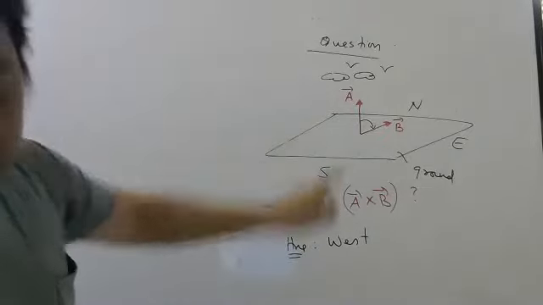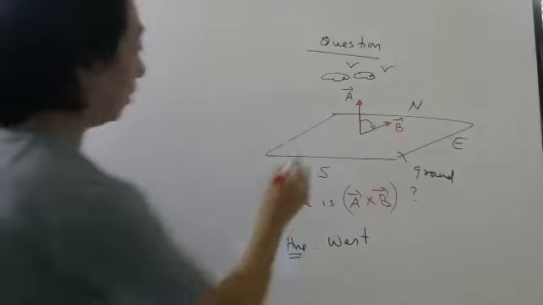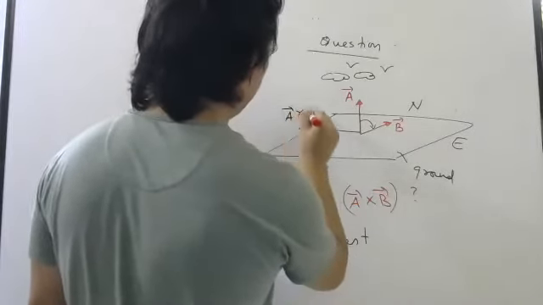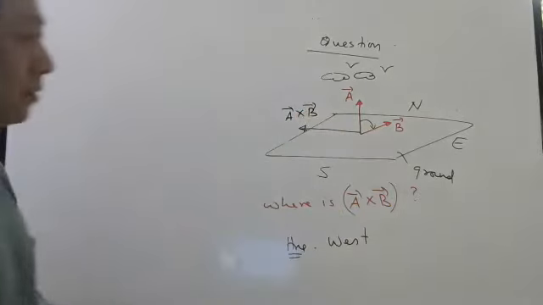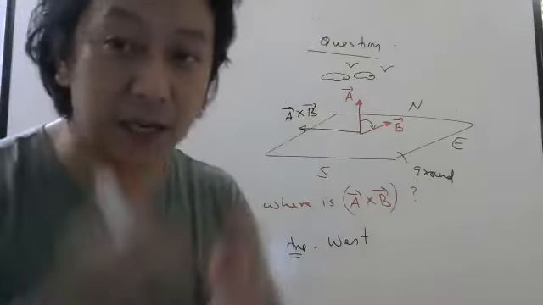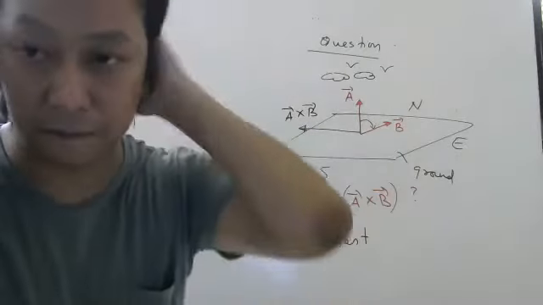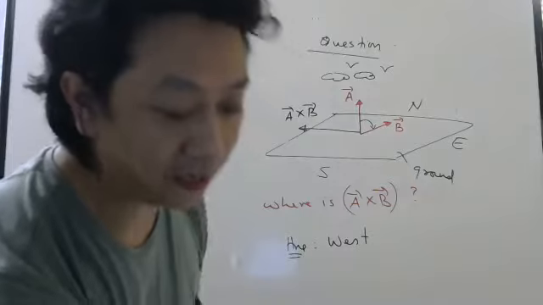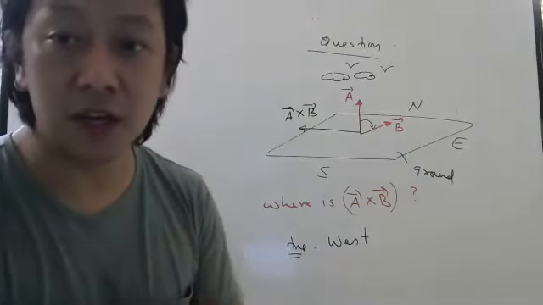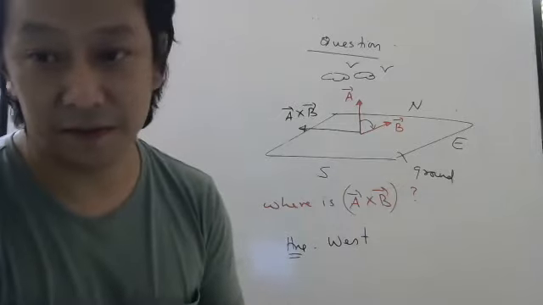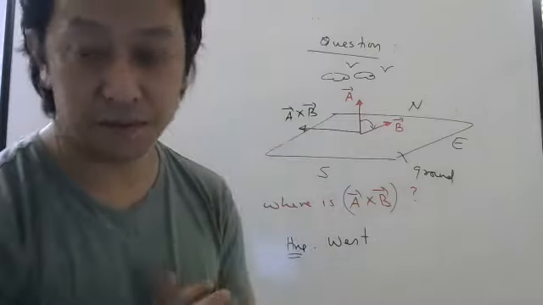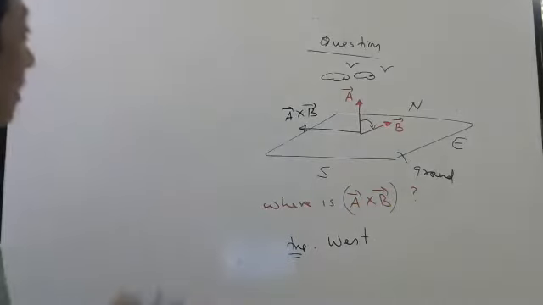First, write the diagram carefully. Here you can show this will be A bar cross B bar. Again and again I am saying, friends, first you have to find the plane containing A bar and B bar. Once you find the plane, then perpendicular to that plane will be your A bar cross B bar. Which way it will be, that you have to find using the right hand thumb rule.